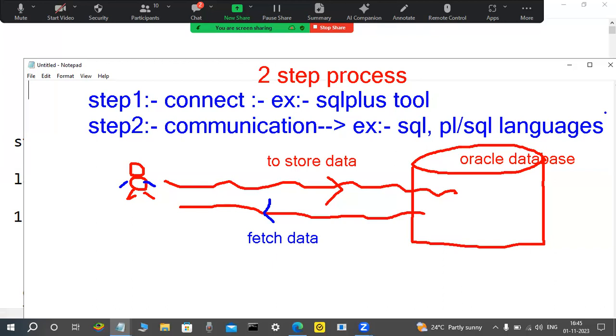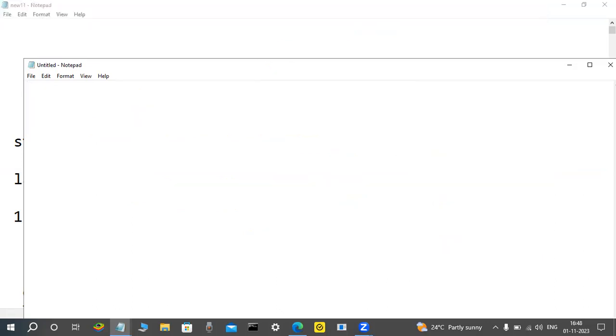Is this tool really required to be loaded? No. Whenever we are installing Oracle software, automatically the SQL Plus tool is created. That's why SQL Plus is a default tool. It is a client tool that connects to the server. Then only we interact with the server by using SQL language and PL/SQL language. How and what is that, one by one we are learning. So today there is one diagram, through which everyone understood.